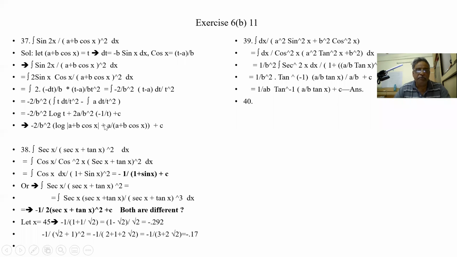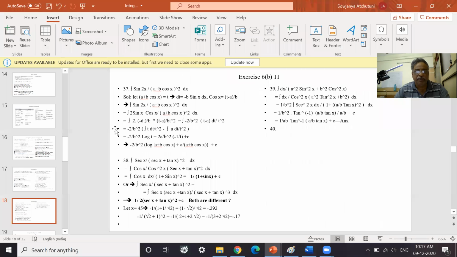This should become minus here, because the integration of this is minus 1 by t. Minus to minus plus 1 by t. Plus into minus minus. So this has to be minus. Minus, and you have 2a here. Okay.